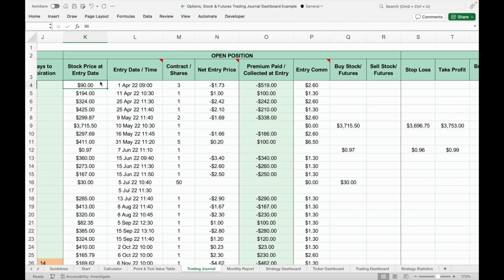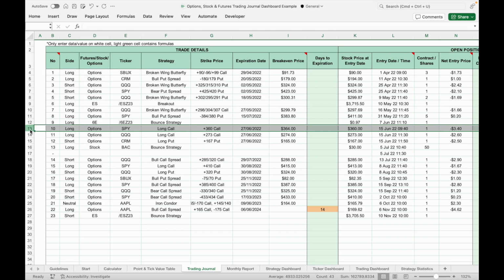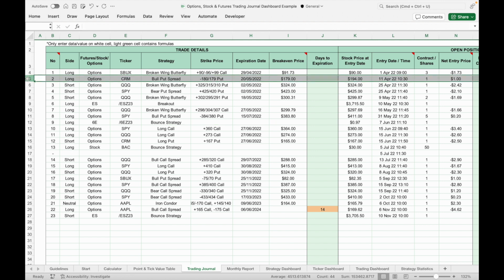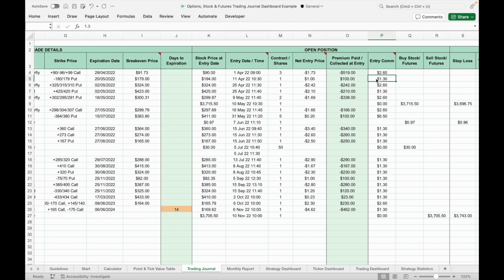Under the open position section, input the stock price, entry date and time, number of entry positions, and net entry price. Remember to put a minus sign in front of the price if you pay a debit to enter the trade. For example, if you are buying a single call or put option, you need to put a minus sign in front of the net entry price to indicate an outflow of money. If you are doing a credit spread like a bull put spread, you receive a credit to enter the trade. In this case, simply input the net entry price without a minus sign. Also enter the commission you paid to enter the trade.